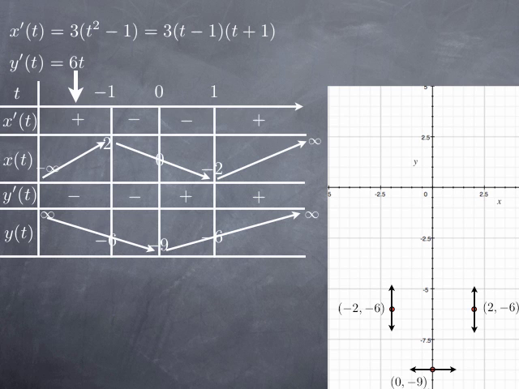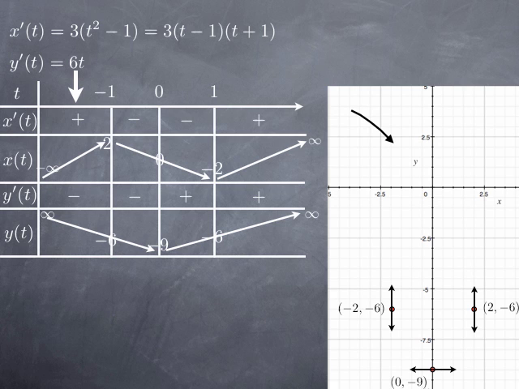Then x of t comes from negative infinity and y of t from positive infinity. So we come from the top left corner of the picture, and x increases, in other words, moves to the right, while y decreases, in other words, moves down. So we get something like that.